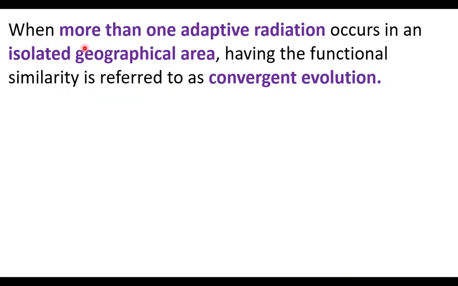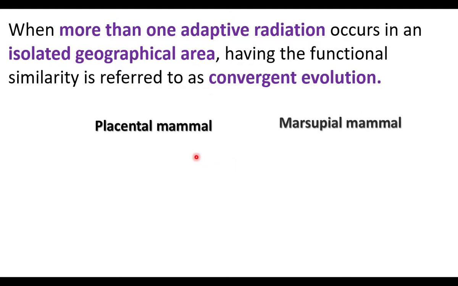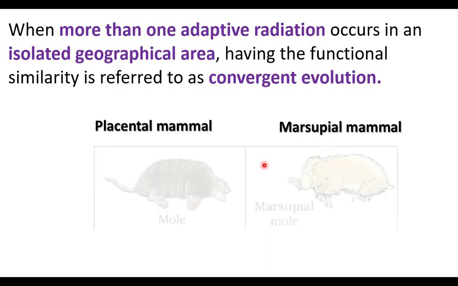When more than one adaptive radiation occurs in an isolated geographical area and there are functional similarities, it is referred to as convergent evolution. Between the two groups there were functional similarities. This is convergent evolution. Let us compare again placental mammals and marsupial mammals. Why do we say convergent evolution?